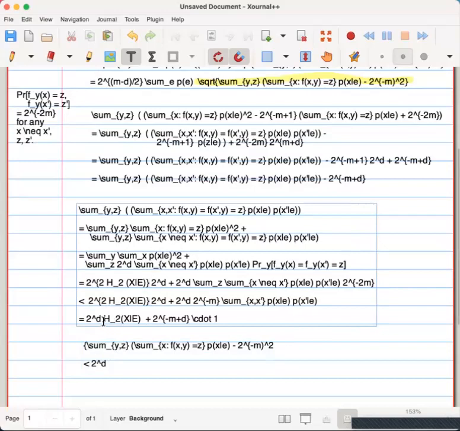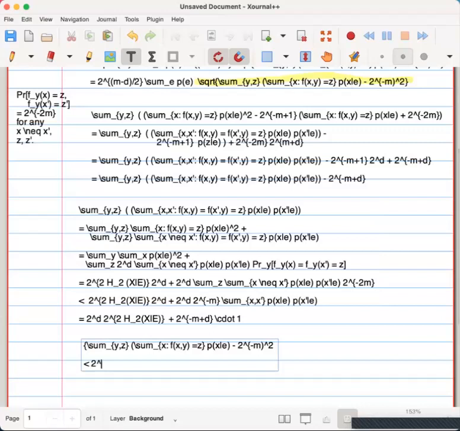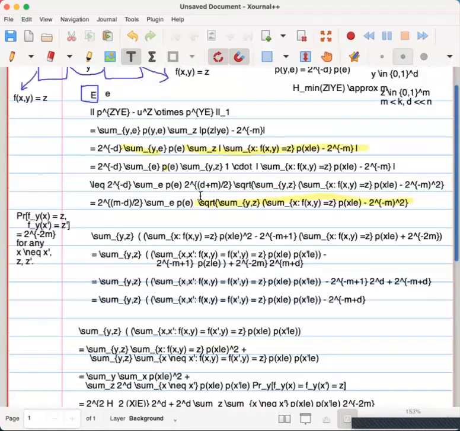So the conditional relative entropy. So this is 2 to the power twice h2. So what have I shown? I've shown that this is less than 2 to the power d plus twice h2 of x given E. Okay. So this was the quantity inside the square root, and then it gets multiplied by whatever is outside.